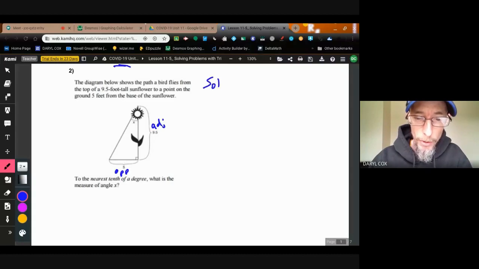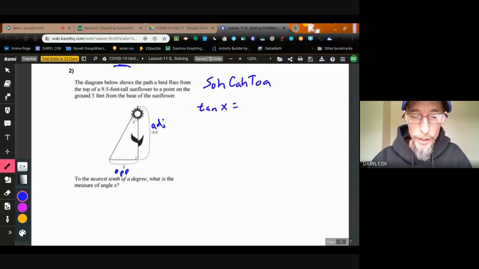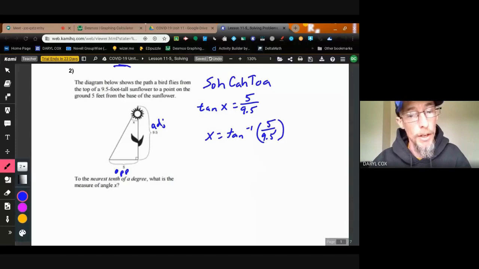So using my SOHCAHTOA, I have to decide which trig function to use. Knowing I have opposite and adjacent, I'm going to use the tangent function. Tangent of X is the opposite, which is 5, over the adjacent, which is 9.5. But this time I'm looking for the angle. So I know I'm not looking for the tangent. I want to use the tangent inverse. So X equals tan inverse of 5 over 9.5. That is what I'm ready to set into my calculator. So grab your calculator and let's calculate.